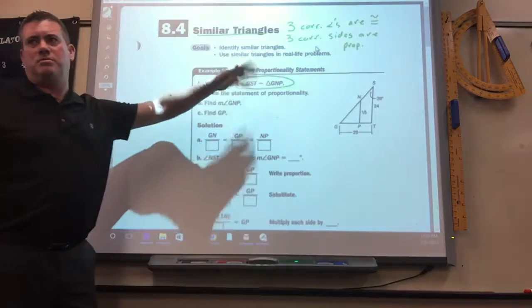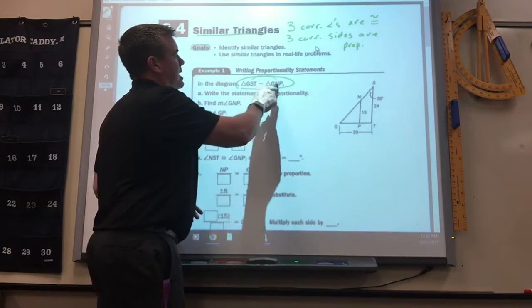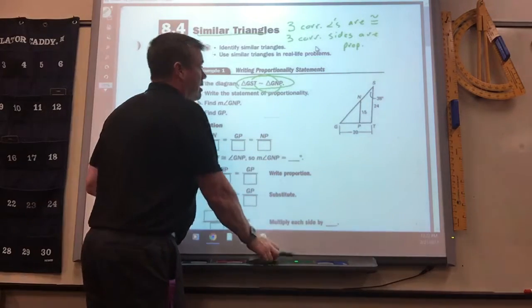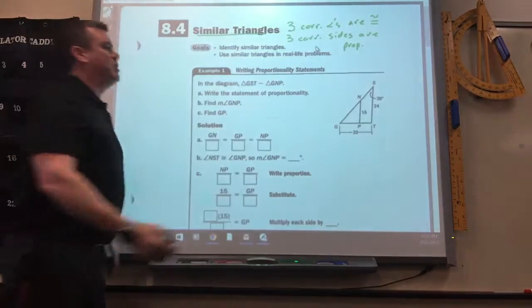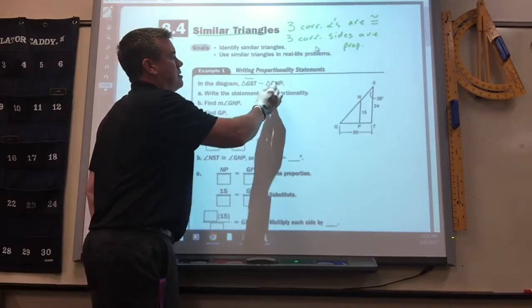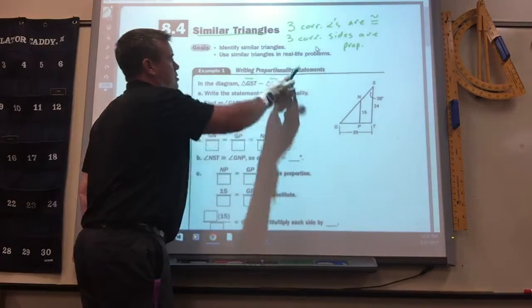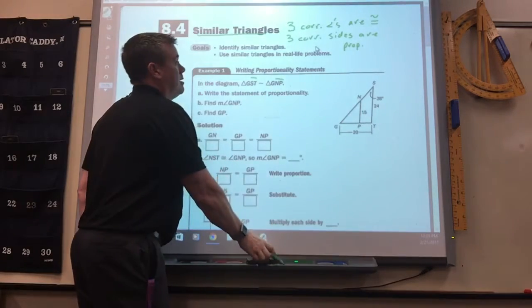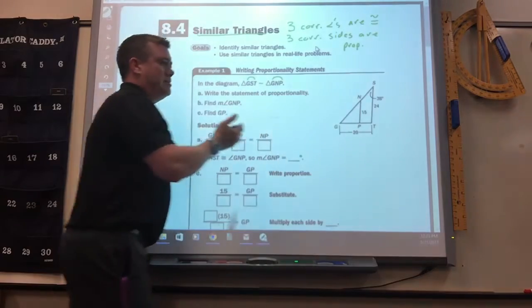tell what's equal. Obviously, G and G is the same. Angle S and angle N are the same. Angle T and angle P are the same. And then the sides, it's not congruent, it means they're similar. So side GS and GN are proportional to ST and NP, and those are also proportional to side GT and GP. Okay?